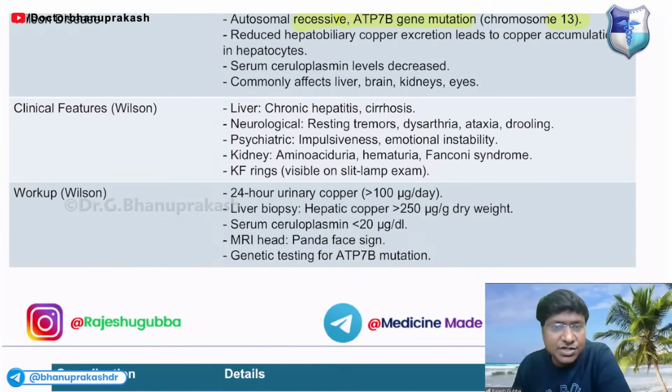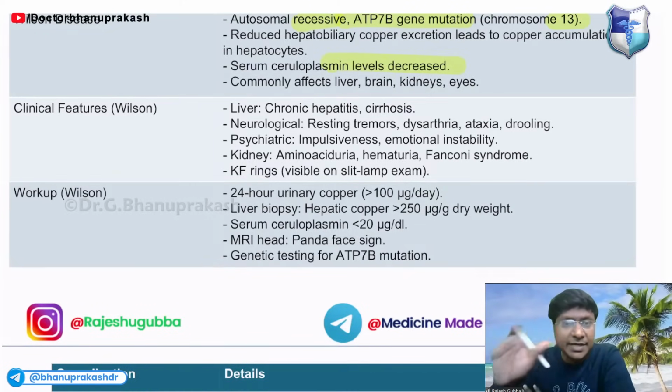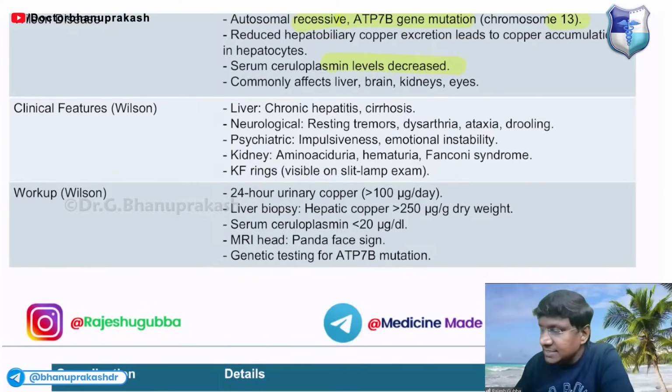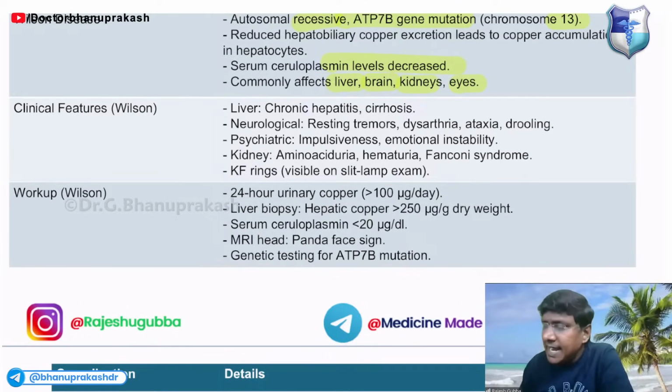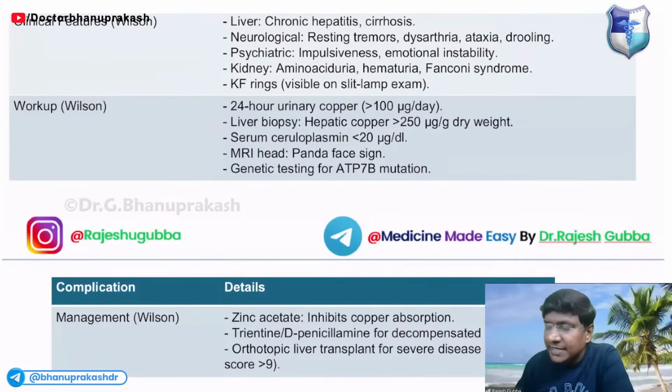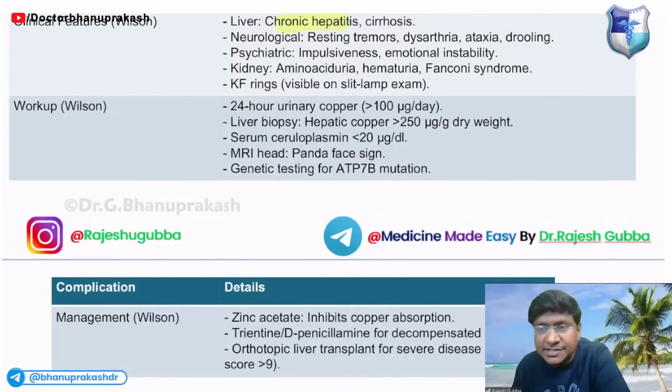Now, because of this gene problem, what is being deficient? Ceruloplasmin is being deficient. And because the ceruloplasmin is deficient, what is the problem? The copper will go and accumulate in various parts of our body, that is liver, brain, kidney, and as well as eyes. Multi-system involvement will be there in case of Wilson's. And accordingly, what will be the individual organ involvement? Liver problems are like hepatitis and cirrhosis of the liver. Mainly in case of Wilson's, you will have macronodular cirrhosis.